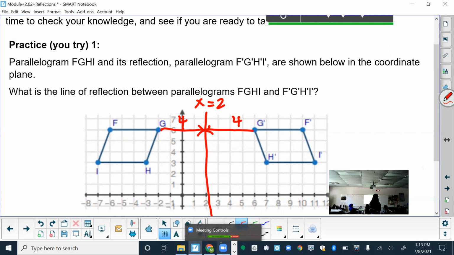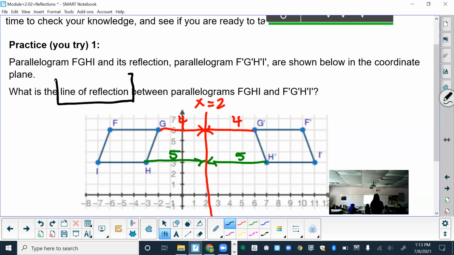Does that make sense? And you can double check it by testing out all the other points, make sure that they're the same distance away. Like how far away is H from the line? Right, should be 5 spaces away. Is H prime also 5 spaces away? Right, yes. So all this question asks is what's the line of reflection?